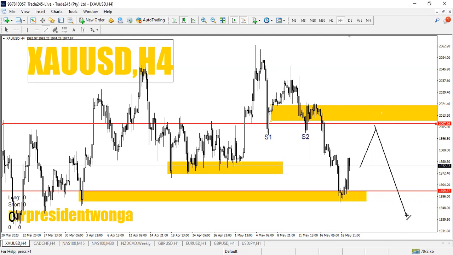Okay, so this is what I'm expecting on gold. Expecting it to push, continue pushing up. Remember, probabilities.